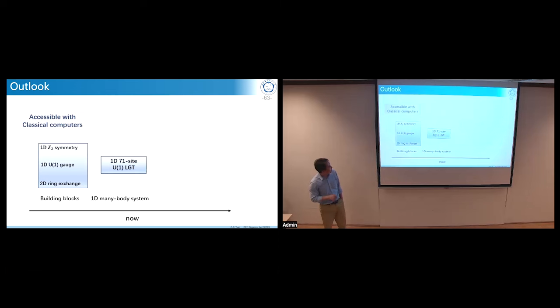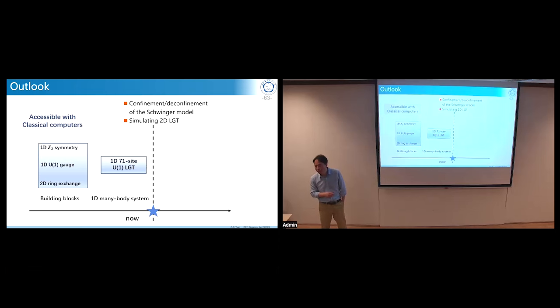This is what we achieved already for the building blocks of different gauge symmetries in very small systems, just a few sites. And here we have also a many body system, but this is 1D, one side of the lattice gauge theory. We are now studying the confinement and deconfinement of the Schwinger model in 1D.